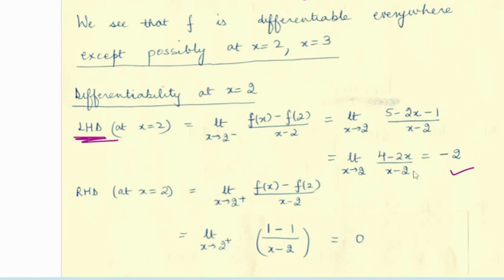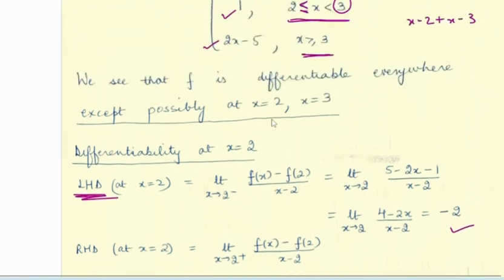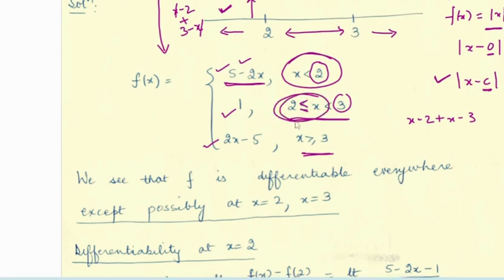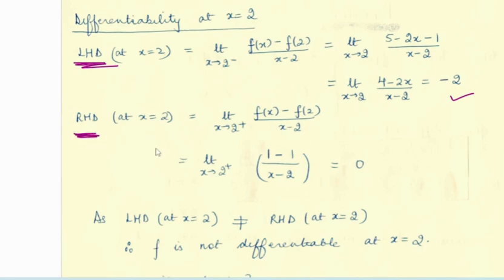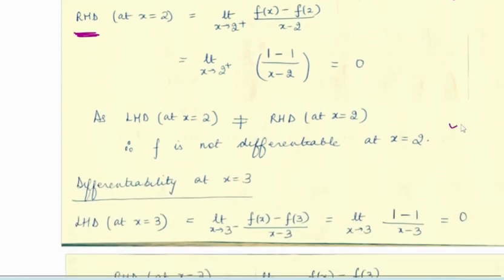When you consider the right-hand derivative of the function at 2 in a similar fashion, on the right of 2, the value of the function is 1, because you are in this branch when you are on the right of 2. You are more than 2, so f(x) value is 1 and f(2) is also 1. So before taking the limit, your answer boils down to 0, and hence the two derivatives from the left and right of 2 are not matching, indicating that the function is not differentiable at x equal to 2.